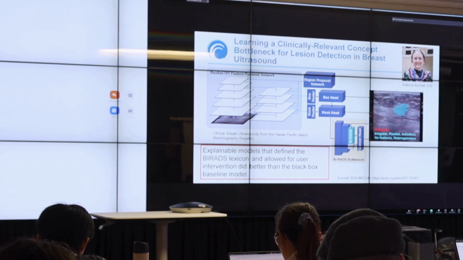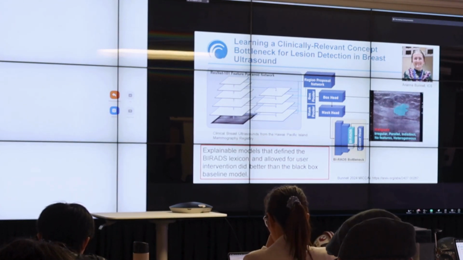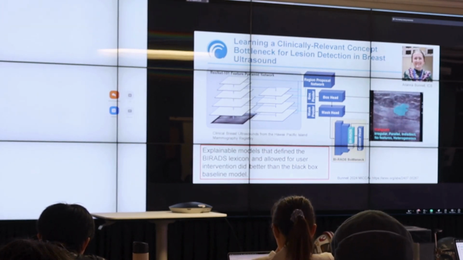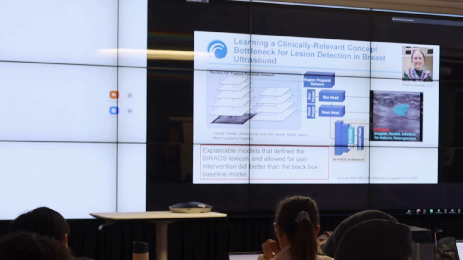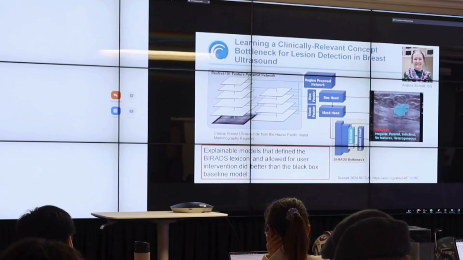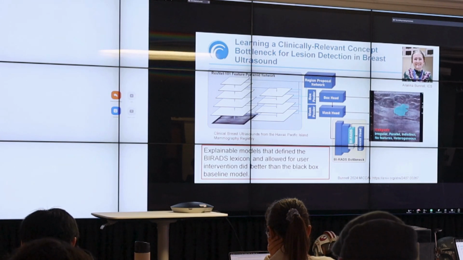One of the projects within our group that's been very successful so far is the AI algorithm itself, trained on thousands of images that we have from our partnership with the clinical facilities in Hawaii. And this is the work of Ariana Funnel, where she's developing a clinically relevant concept bottleneck model for detecting breast lesions that we're using in ultrasound. And the idea of the model is that it is trained to predict a lexicon that the radiologists and care providers are used to working with and identifying as suspicious. And then further predicting the probability of malignancy from that lexicon.